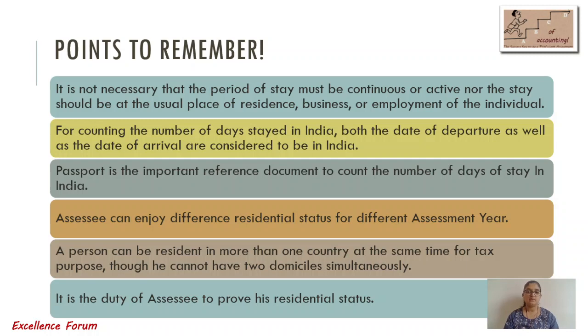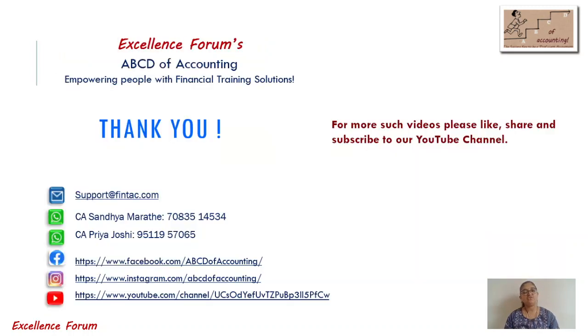Then the next point is that a person can be resident in more than one country for tax purposes, but he cannot have two domiciles simultaneously, right? And last and most important is that it is the duty of the assessee or the taxpayer to prove his residential status. So friends, in the next video, we will actually see the provisions for residential status of a person, individual, HUF and other persons, and we will have more clarification on these provisions.